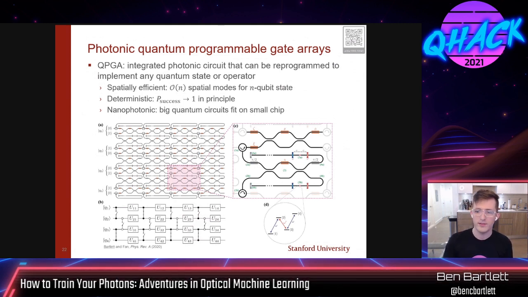A schematic of the architecture is shown here. The physical layout for a 4-qubit QPGA is shown in panel A, and the corresponding logical quantum circuit is shown in B. The architecture is basically a lattice of programmable optical cells, which are similar to an MZI. And one of these is depicted in panel C. And the energy structure of these embedded quantum emitters that we've put into the chip is shown in D. And I'll talk about more of how each of this works over the next couple of slides.